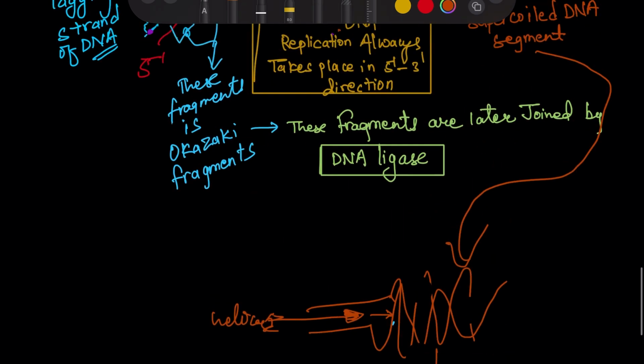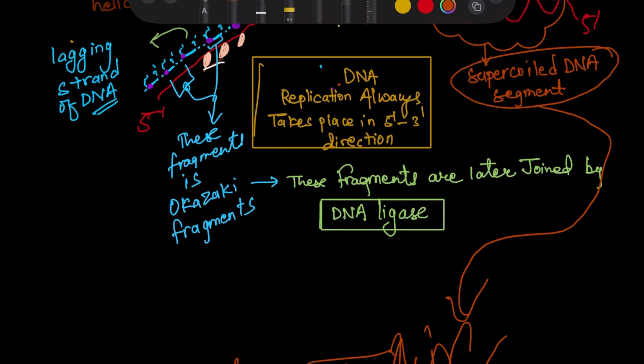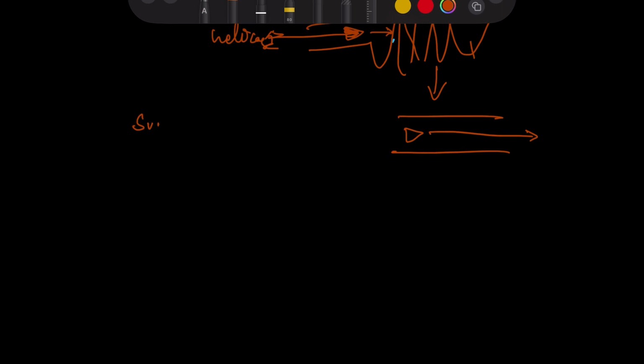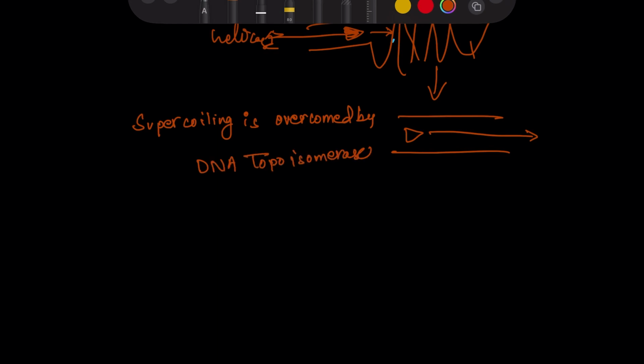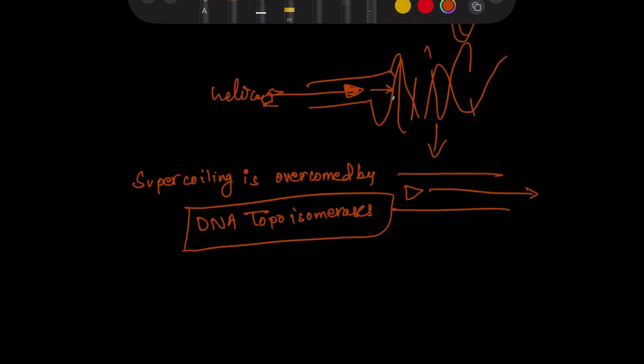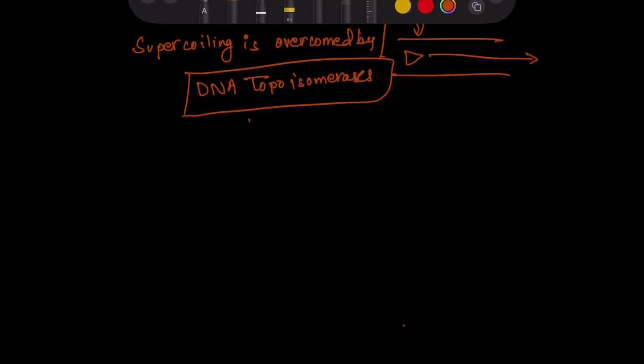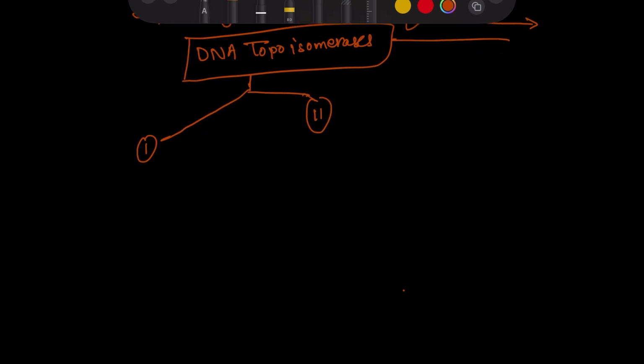Now, this supercoiling is overcome by DNA topoisomerases, right? What do these topoisomerases do? I already mentioned: they will cut these strands and make them straight enough for the helicase to pass between them, right? Now there are two kinds of topoisomerases, topoisomerase 1 and topoisomerase 2, as we studied in the semiconservative replication process. Topoisomerase 2 in prokaryotes is also known as DNA gyrase. It has the same function, no other function, right?